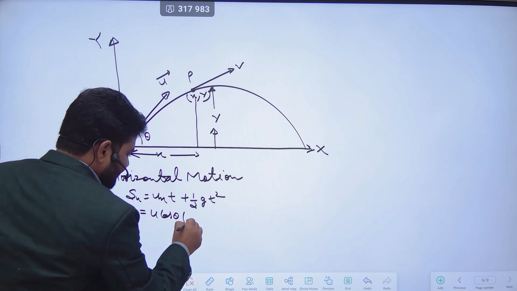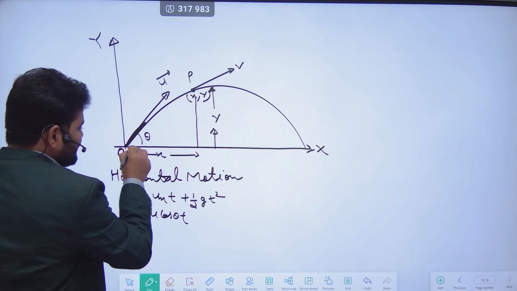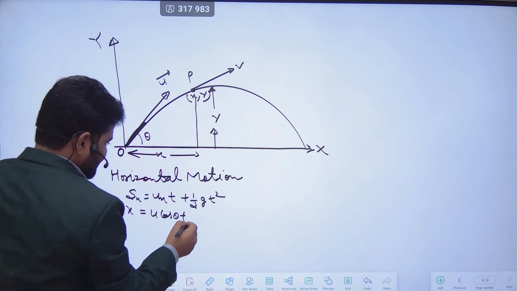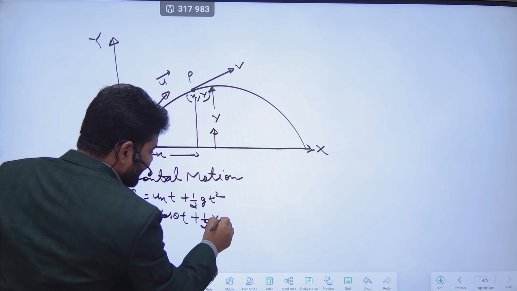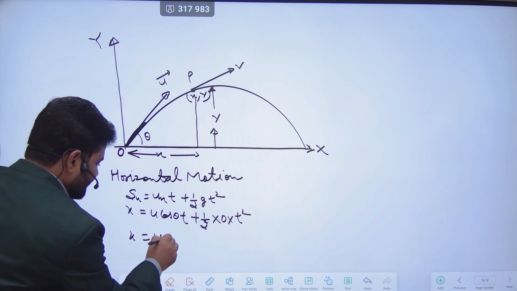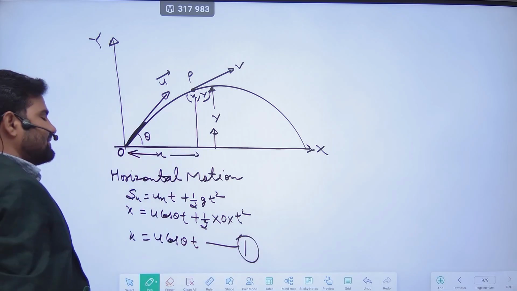And here the time to reach from O to P is t, in which it is traveling at a horizontal distance of x. From here, 1 by 2 and g in the horizontal direction, already we have discussed, that is 0. So from here x is equal to u cos theta into t. This is our equation number first, let's say.